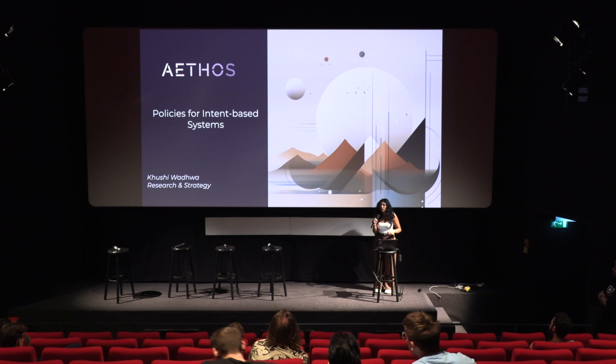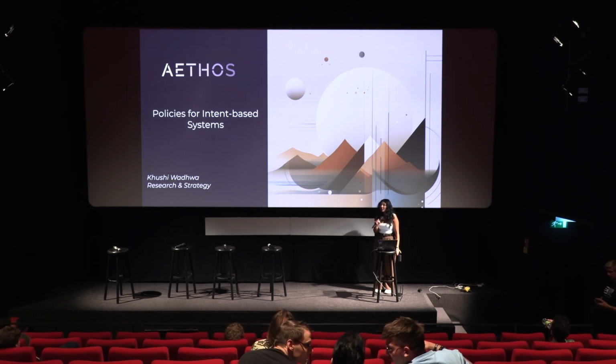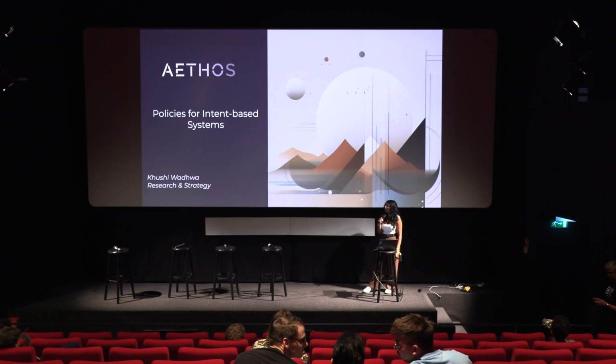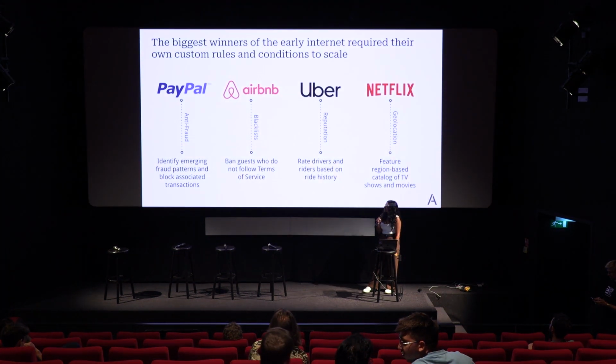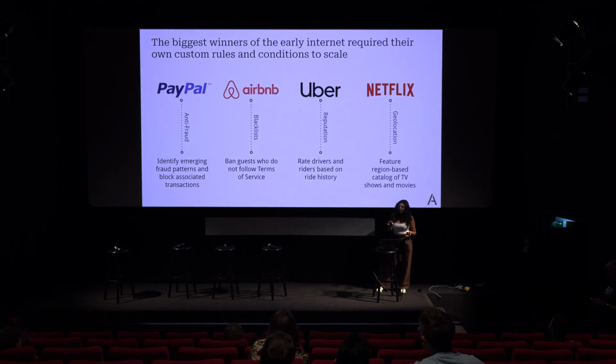I'll tell you a little bit about what we do at Aethos in order to explain what policies are and how they're used, and then get into a little bit of how policies can be used in intent-based systems. So, starting off with what Aethos is. We build these things called policies, which go by a ton of different names. They can be rules, they can be conditional expressions, or in intent-based systems, often called constraints.